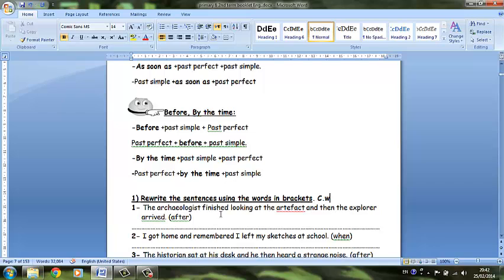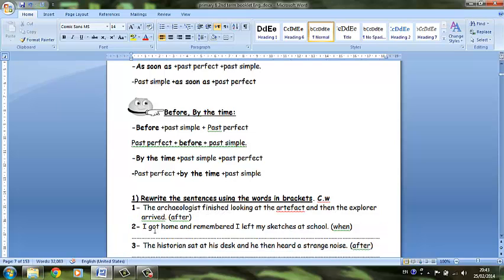The archaeologist finished looking at the artifact and then the explorer arrived. What is written between two brackets here? It's written after. This means that after here is one of the keywords of the past perfect. Do you remember what we put after? Yes, the first action. So you have two choices here: to start with after, or put it in the middle. So for me, both answers are correct.